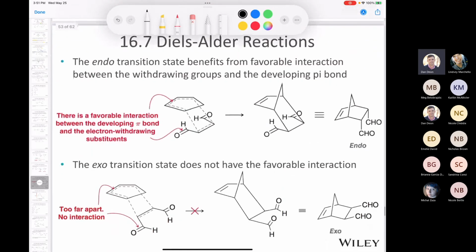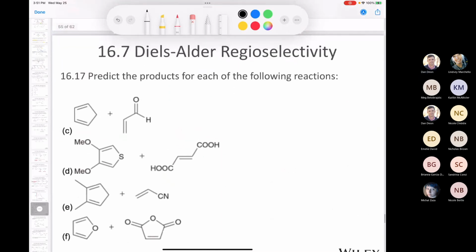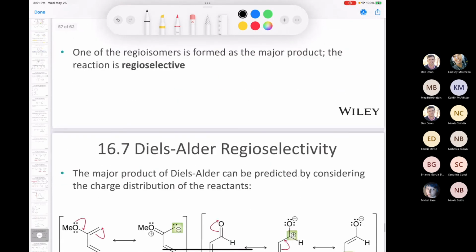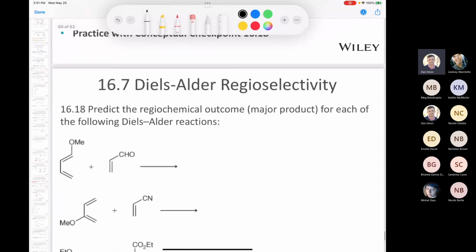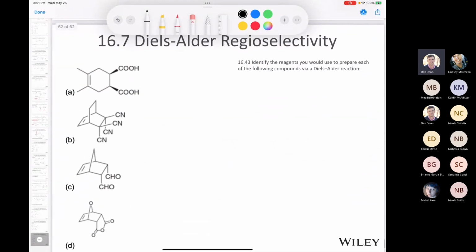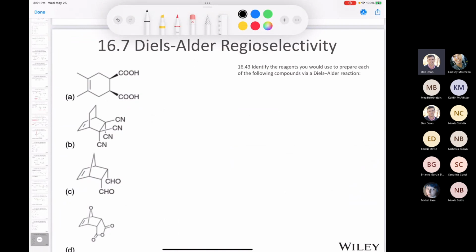So the Endo Rule is pretty quick. Then we're going to talk about Diels-Alder regioselectivity. And that is the very last thing that we cover in this chapter. So just keep in mind, 16.8 through the end of the chapter, we do not cover it in Chemistry 3111.